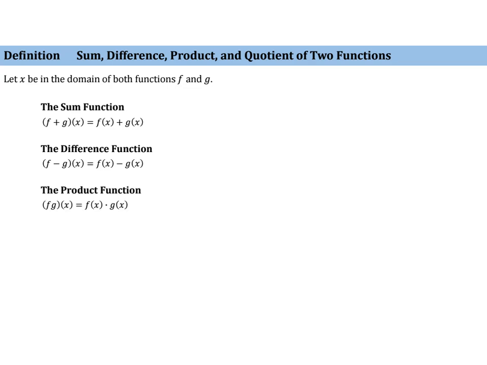We can also look at fg of x, which is another function that simply means we're going to multiply the outputs. And then likewise, we can divide outputs. The only additional thing that we have to worry about here is that we cannot divide by 0.